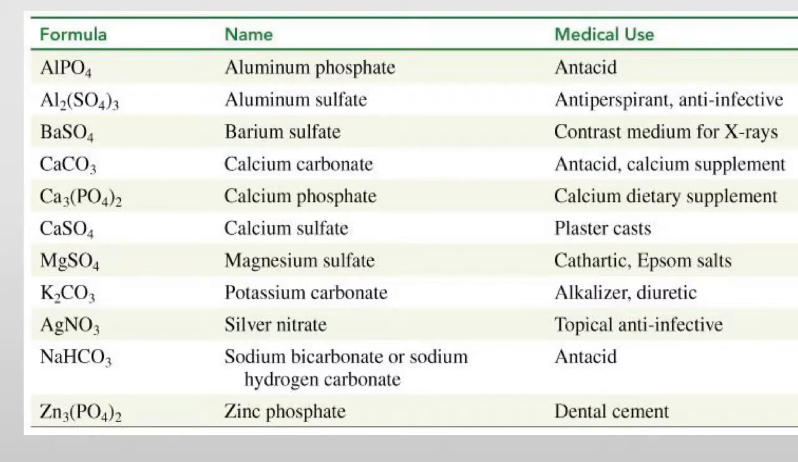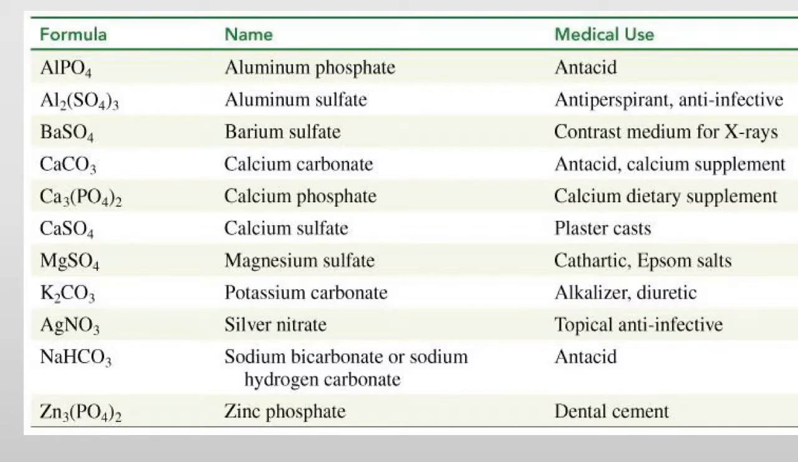Calcium carbonate is used as an antacid or a calcium supplement. Calcium phosphate is a calcium dietary supplement as well. Calcium sulfate is used in plaster, or like, if you break your arm, the cast is made out of that. Magnesium sulfate is in Epsom salts. It's not a diuretic. It's a laxative in a sense. Cathartic.